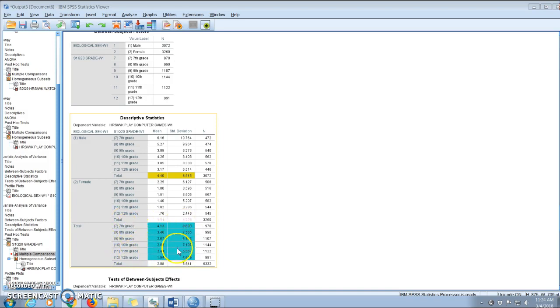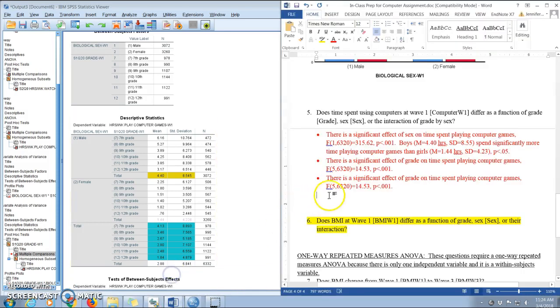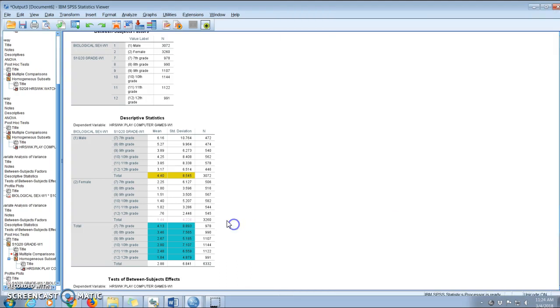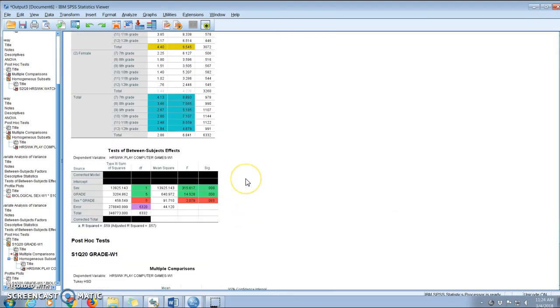So I've highlighted these in turquoise, and you can see this is from the total section, so this is combining boys and girls. If you were to use these means and standard deviations up here, that would be for an interaction because it's considering sex and grade simultaneously. So right now we're working on the main effect for grade, so we would just be using these means and standard deviations. And so what we're going to do is write in the sentences to explain this significant effect of grade.